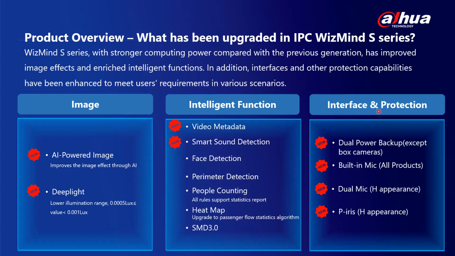Then we have the Deeplight function. That's basically meant for areas with low illumination, in the range between 0.005 lux and 0.001 lux. In places where we are suffering from inadequate lighting, this WizMind S product is going to give you better images because of its AI image performance.